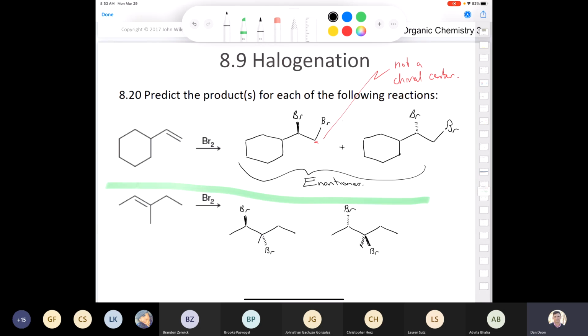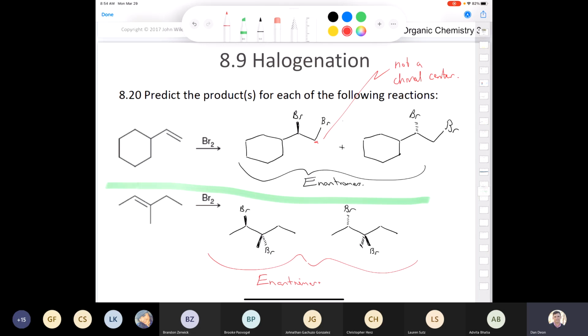Could anybody tell me what the relationship between these two molecules is? It's not a trick question. What's the relationship between these two? Both stereocenters are flipped, so they must be... anybody there? Yeah, thanks, Lauren. Yeah, they're enantiomers.